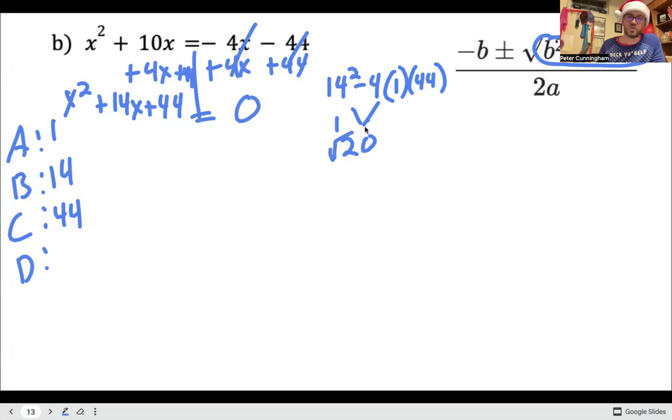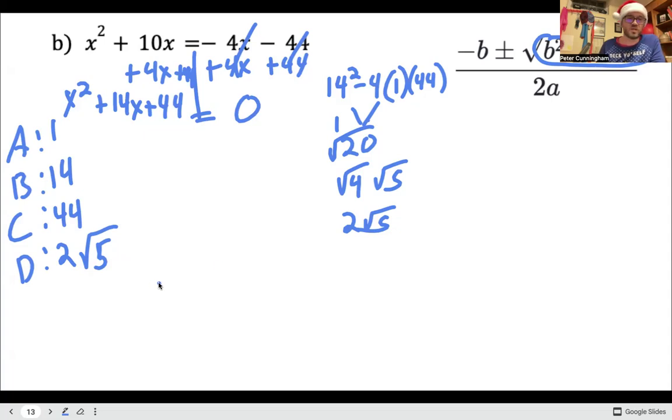The square root of 20 is like saying root 4 times root 5. So I have 2 root 5s as my discriminant. Again, I know that's not proper. I would say that 20 is the discriminant, but I just like to take the square root and have it there.